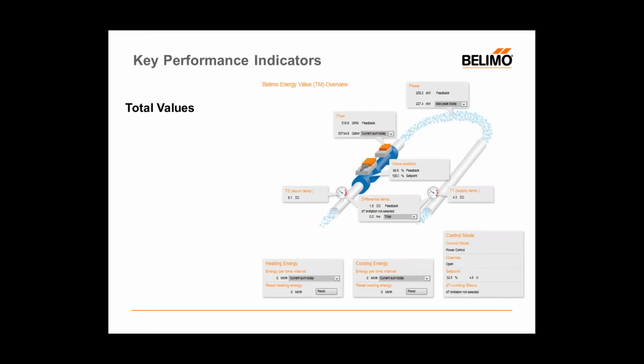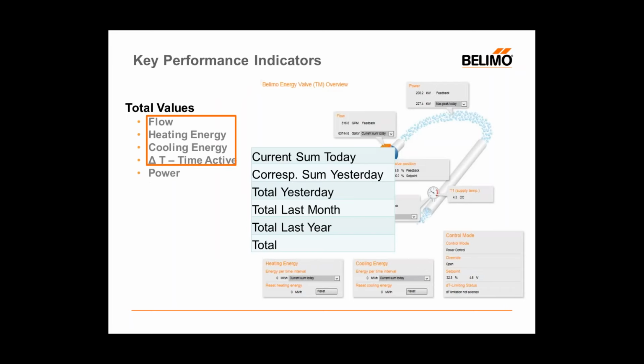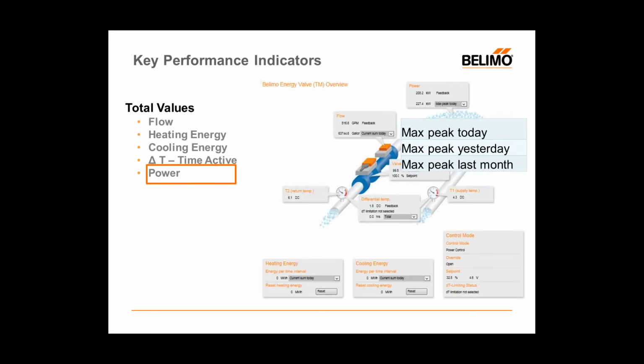The overview page is also going to include some totalization of some key performance indicators like flow, energy, and whether it be used in a heating or cooling application, as well as power. All the totalized values for yesterday, today, last month, last year, and overall totalization. Power is also represented in maximum peak for yesterday, today, and last month. And you'll see somewhere on the settings page, we can actually display the power in kBTU per hour, BTU per hour, or tons per hour.